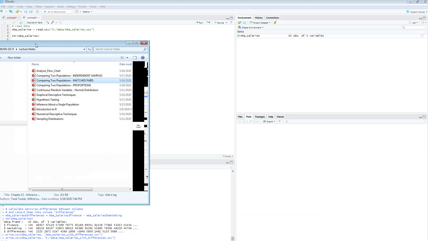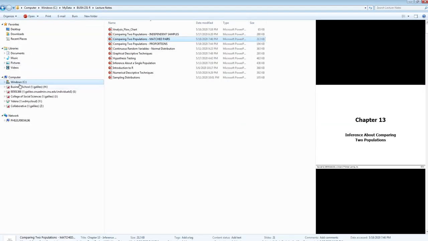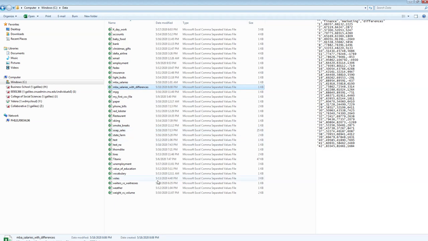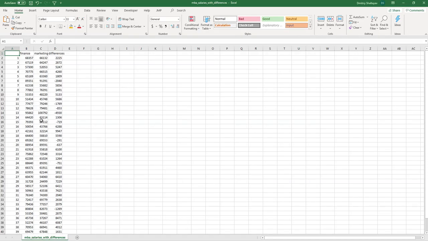Okay, so there it is. Here is my C drive, here is my folder data, and I do have the file now that is called MBA salaries with differences. Let me go ahead and open that file. There it is. It's actually created a separate column, which I didn't ask for, that kind of enumerates all the paired differences, starting from 1 all the way down to 42. So it creates the CSV file in a very special way. And these are the differences.